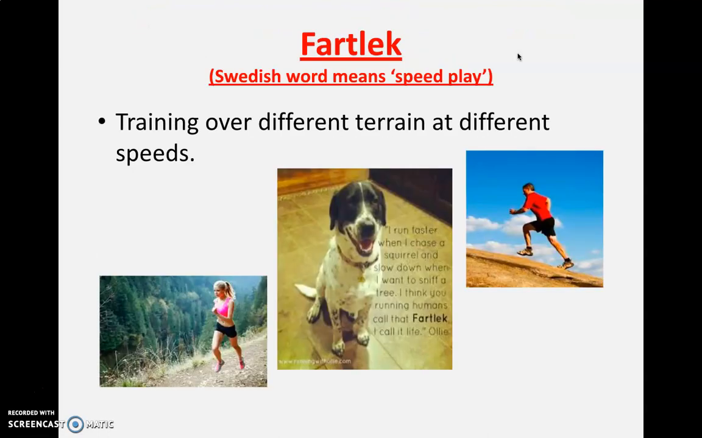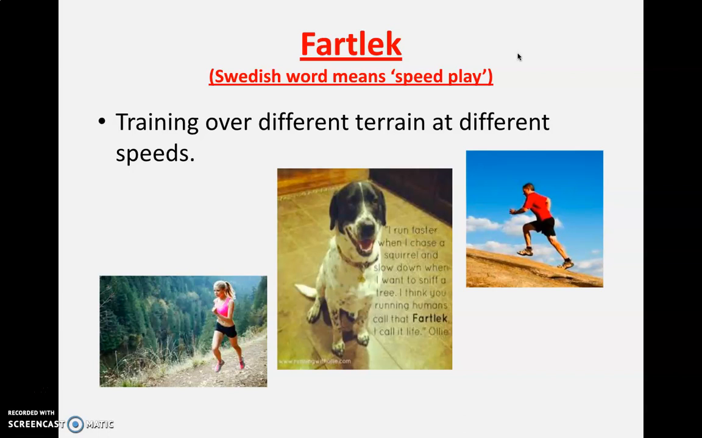Next method of training we'll look at is Fartlek, and in Swedish this means speed play, and that's a good clue to what Fartlek training is. It means training over different terrain at different speeds. So different speeds, speed play, and that's how you can remember it's Fartlek.